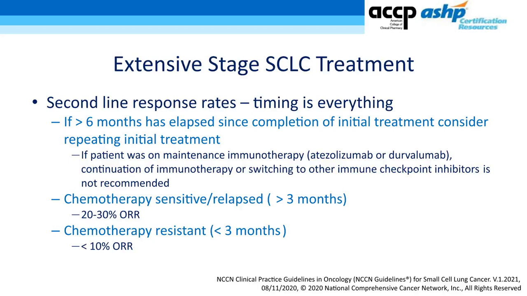As highlighted in the previous slide though, patients receiving maintenance immunotherapy with either atezolizumab or durvalumab should not be switched to the alternative immunotherapy agent at that point in time. Chemotherapy sensitive or relapse disease would be defined as patients having a disease recurrence greater than 3 months from completion of therapy, in comparison to those that have recurrence less than 3 months from completion of chemo. We would deem those patients as being chemotherapy resistant.